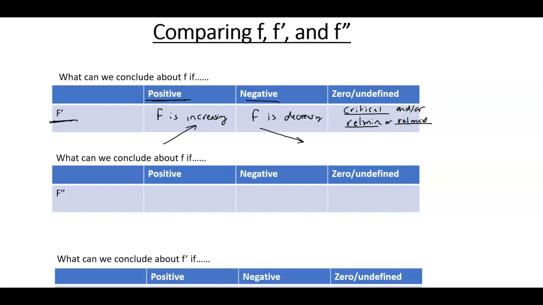Okay, and the way that you could tell is, does f prime go from negative to positive? If f prime is going from negative to positive, that would make a relative minimum. If f prime goes from positive to negative, it's the opposite.